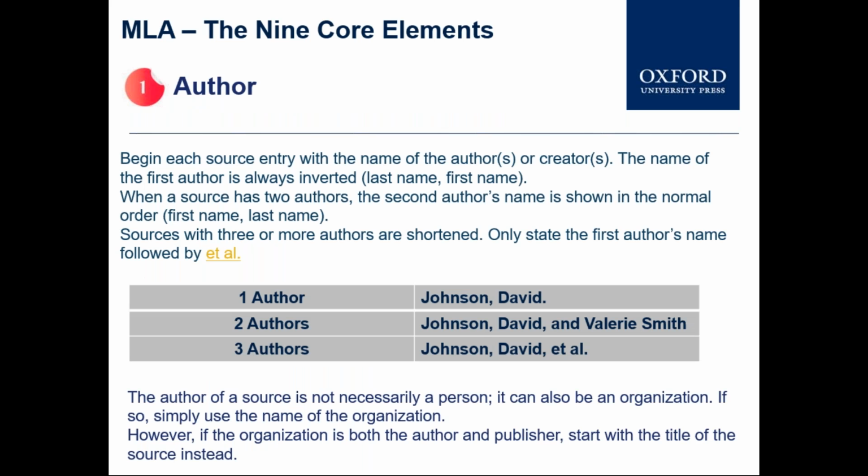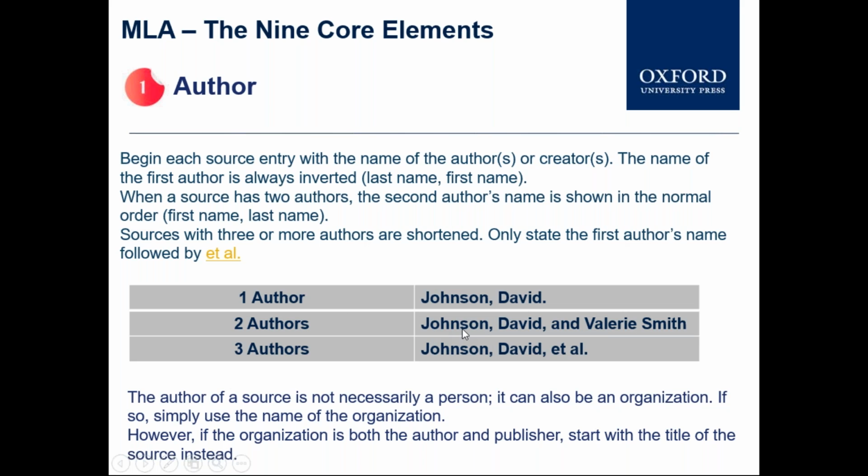Now, author. How is this important? Because you need to give reference to the name of the person who wrote this. And here, the author's name comes first. How does it come? The last name first and the first name after that. So if it is Amartya Sen, it will be Sen, Amartya. So here you see the first author is always last name, first name. So David Johnson is written as Johnson, separated by a comma, David.